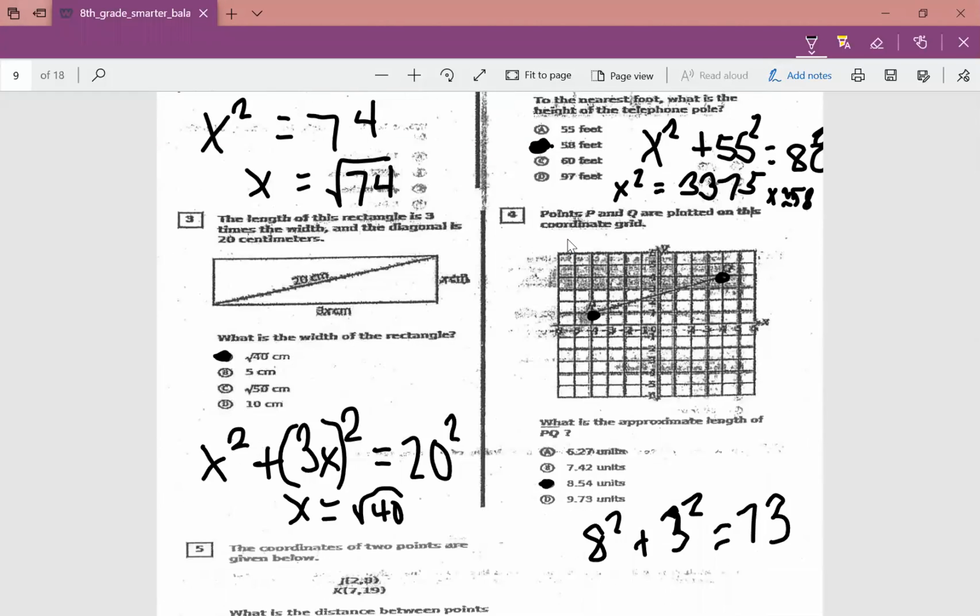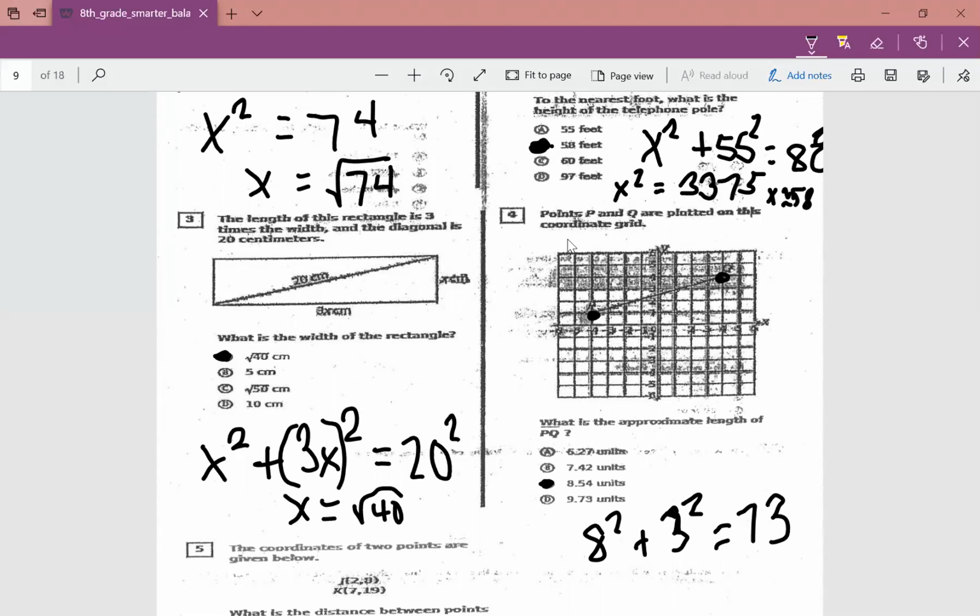Moving down to number 3. Again, Pythagorean theorem. What is the width of the rectangle? This says 3x centimeters, and this says x centimeters. And the hypotenuse here is 20 centimeters. The big thing here is you want to make sure you put the 3x in parentheses, because both things are being squared, not just the x and not just the 3.